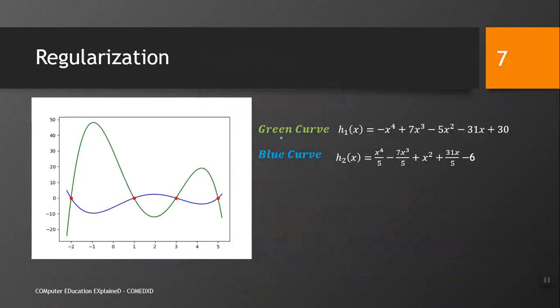For example, if we look at this slide, we have the green line and the blue line. The green line is given by this equation, which is comparatively more complex. We regularize it in order to get a better fit, where we reduce the variance of our model. So here you can see how it has been done. It's a simple concept to understand.